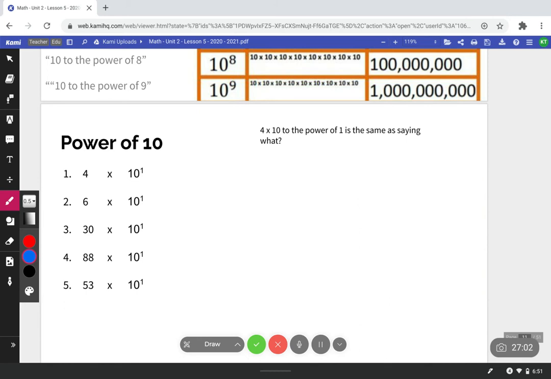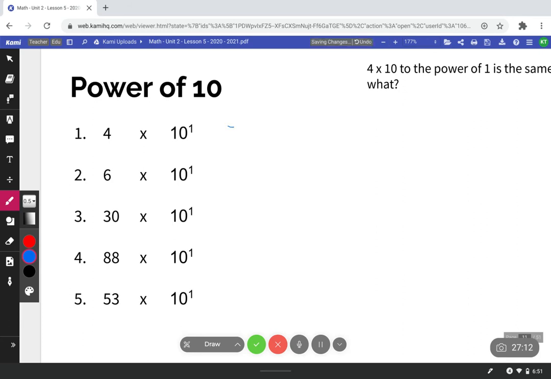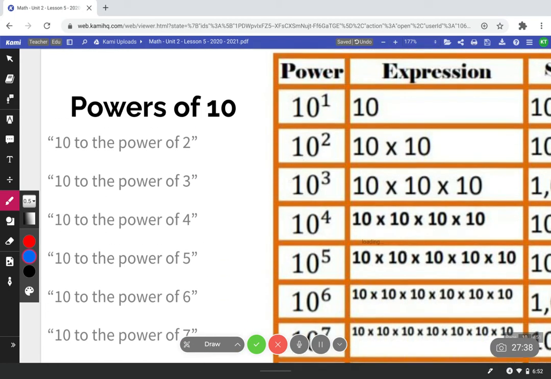So let's get some practice in. 4 times 10 to the power of 1. What does that equal? That would be the same thing as, let's slow down. What is 10 to the power of 1? That's just 10. So this entire problem is 4 times 10. 40. 10 to the power of 1? 10.